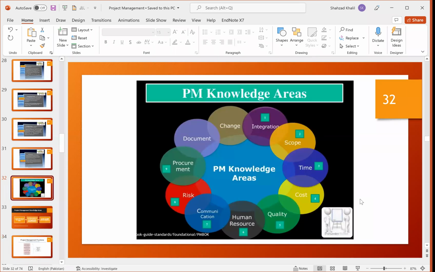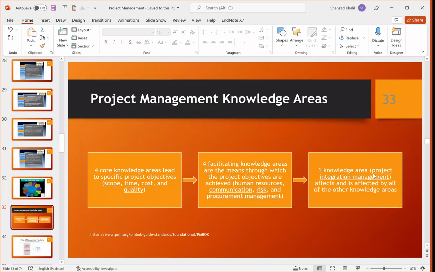Project management knowledge areas are total 9: integration, scope, time, cost, quality, human resource, communication, risk, and procurement. These are the important knowledge areas, then the documentation, and if there is any change. These 4 core knowledge areas lead to specific project objectives, which are scope, time, cost, and quality. Then the 4 facilitating knowledge areas are the means through which the project objectives are achieved: human resource, communication, risk, and procurement management. And the 1 knowledge area, which is project integration management, affects and is affected by all the other knowledge areas.